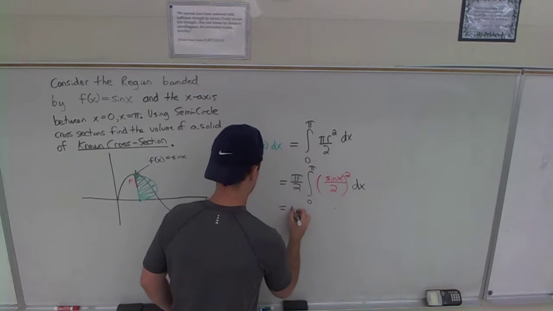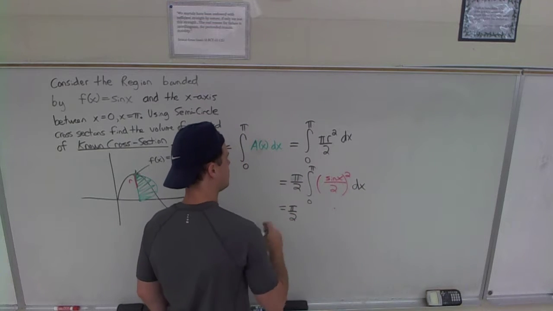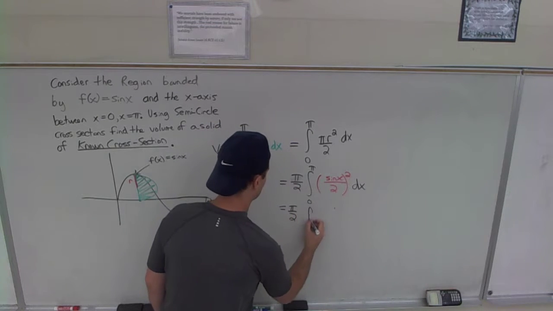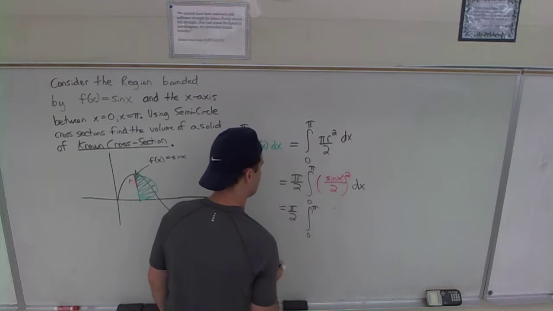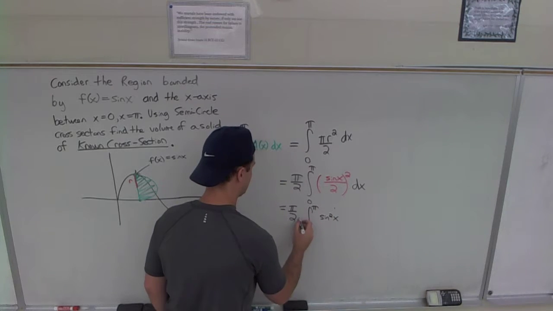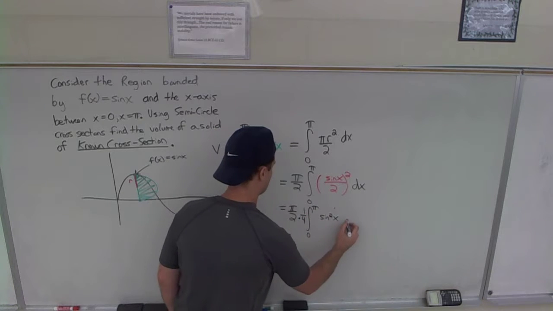So let's do it. We've got pi over 2. I'm going to square this stuff, so I'm going to square the top and the bottom. So that's sine squared x over 4. I'm going to bring my 4 out in front.